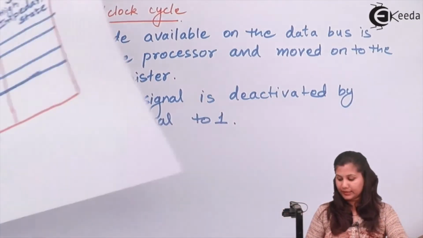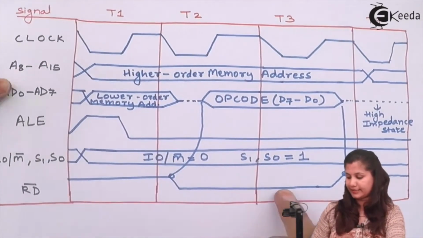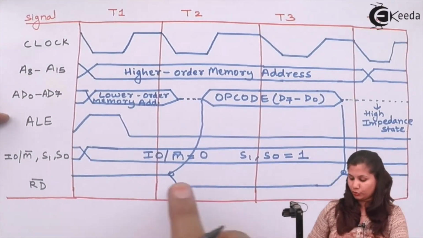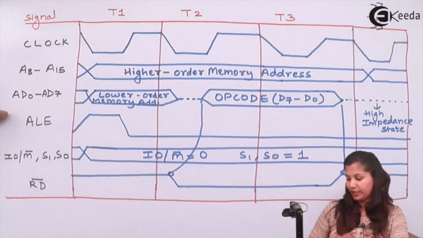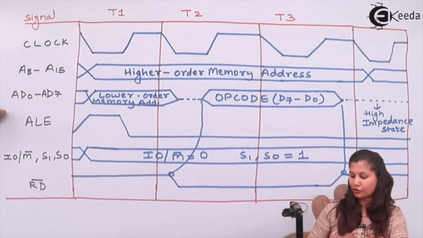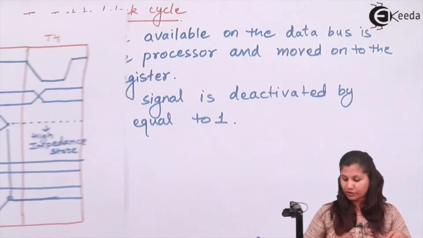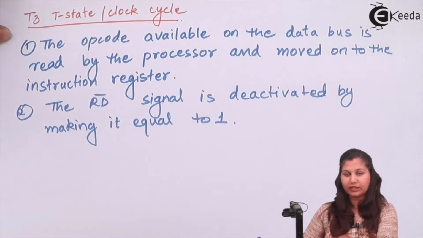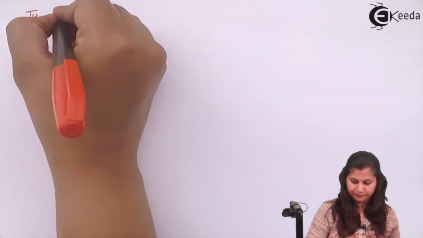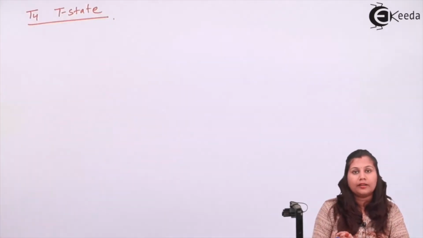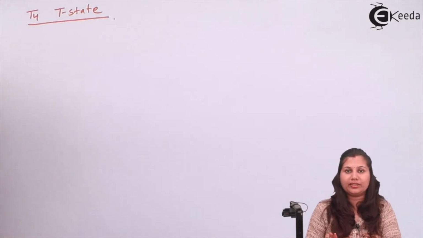And also in this T3 state, this RD bar signal, first it was low, then it is made equal to 1. So now this is deactivated. That is, the read operation has been finished, the opcode has been read by the processor and it has been sent to the instruction register. So this was done in the T3 state. Now in the T4 state, the opcode has been shifted to the instruction register.